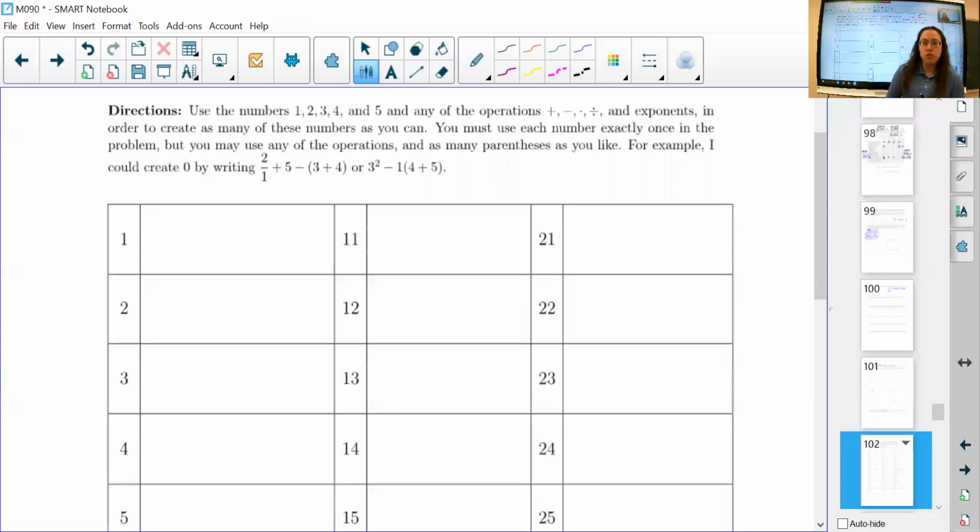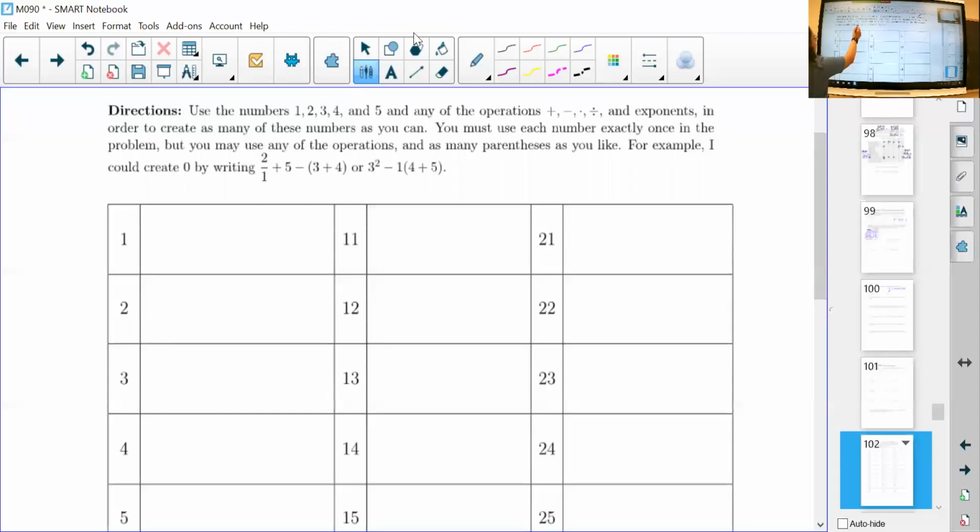Page 102. This is something that allows you to practice working with order of operations, trying to craft these expressions to be the values that you want them to be. So what we're doing here, we're using the numbers 1, 2, 3, 4, and 5, each one exactly once per number here. Operations, exponents, we can use roots to create as many of these numbers as you can.